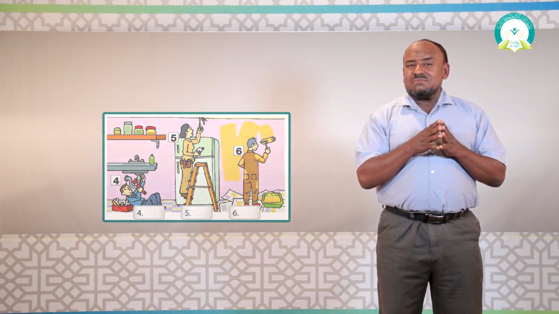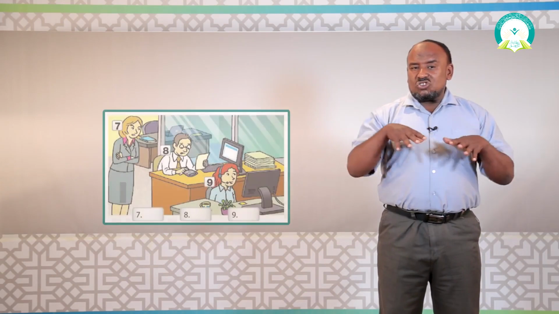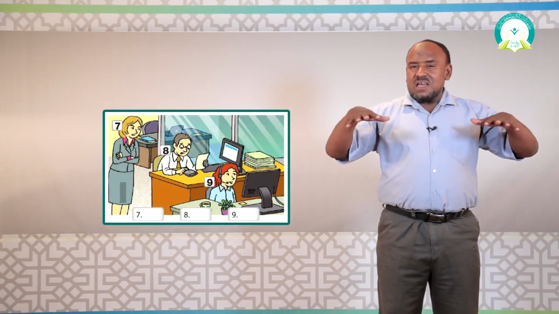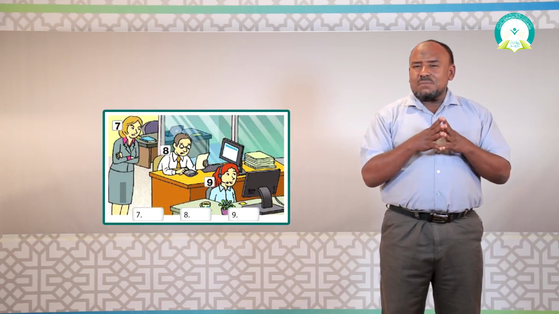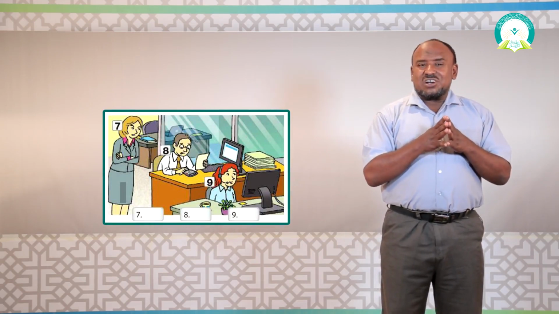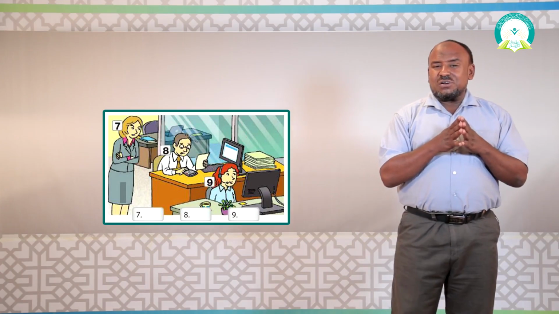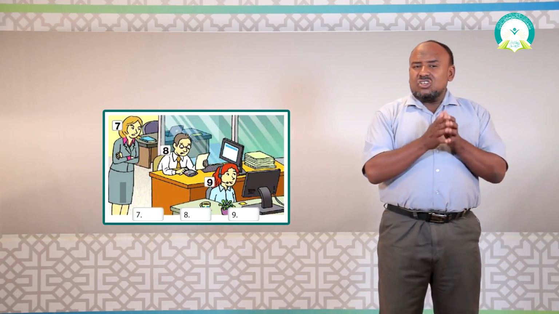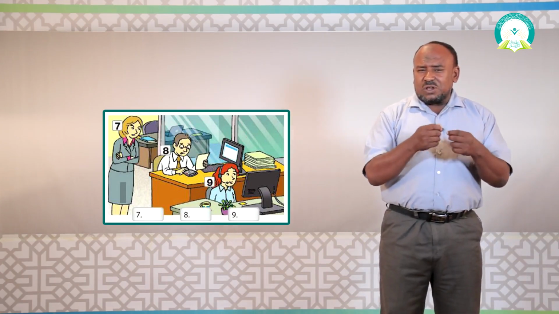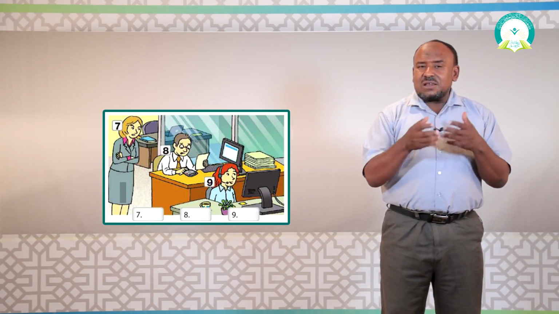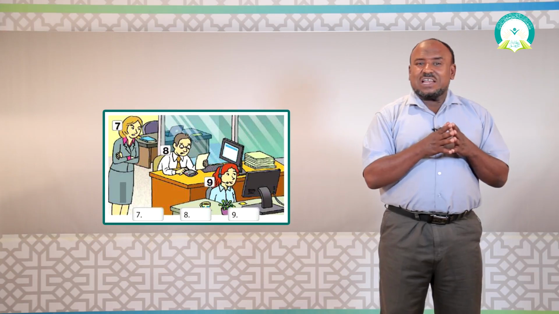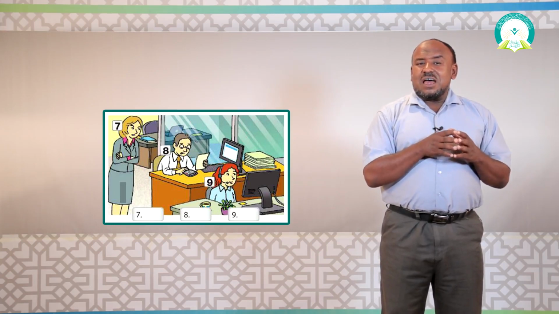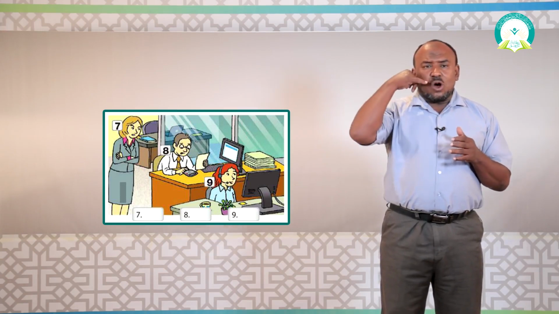Number seven, someone who is managing the office and the office workers. What do you call him? Office manager. Number eight, someone who deals with numbers, revising numbers. What do you call him? Accountant. Number nine, someone who receives calls. What do you call him? Receptionist.